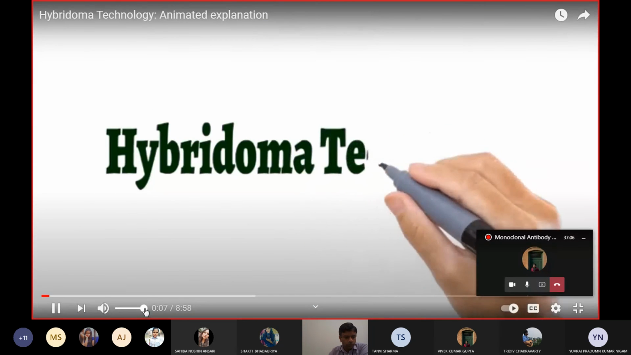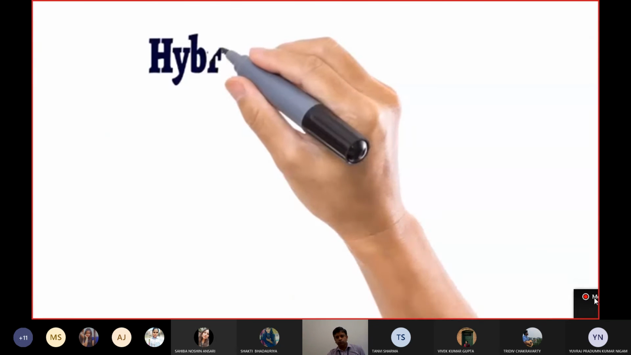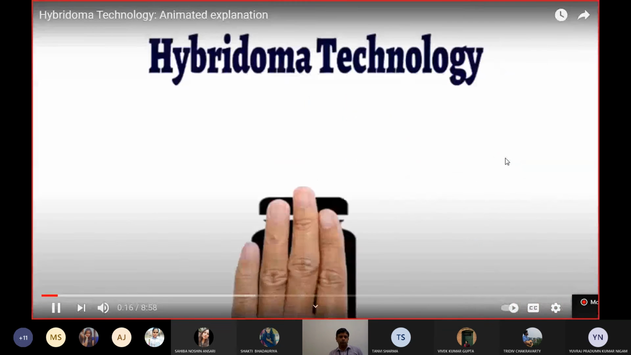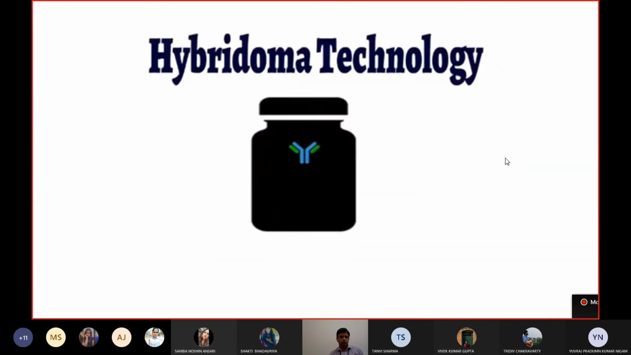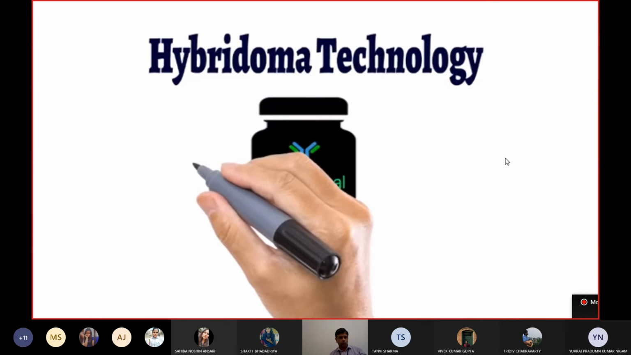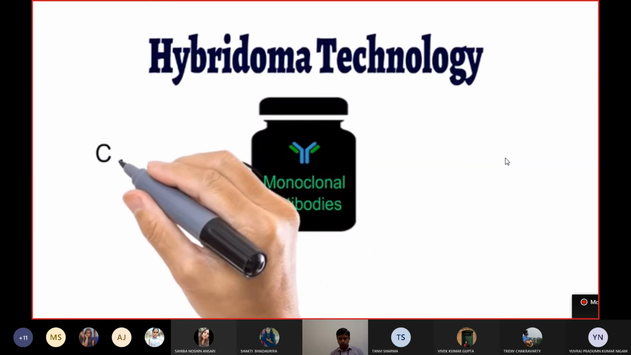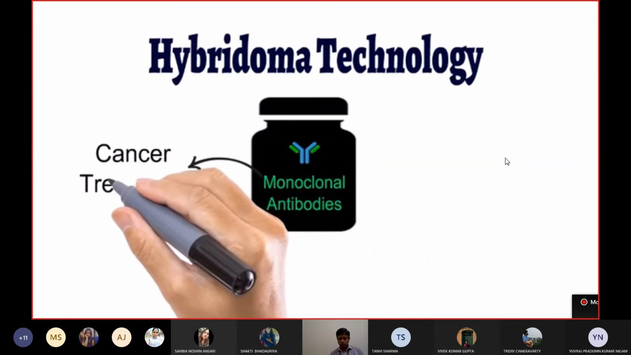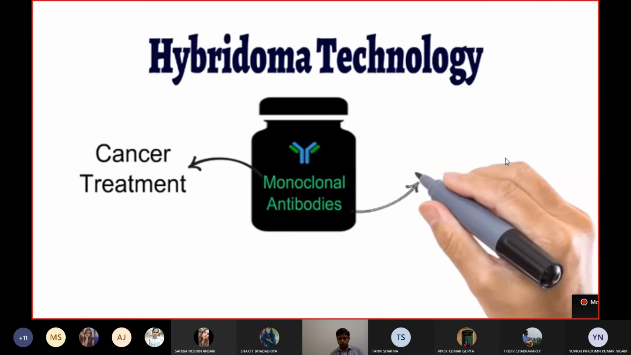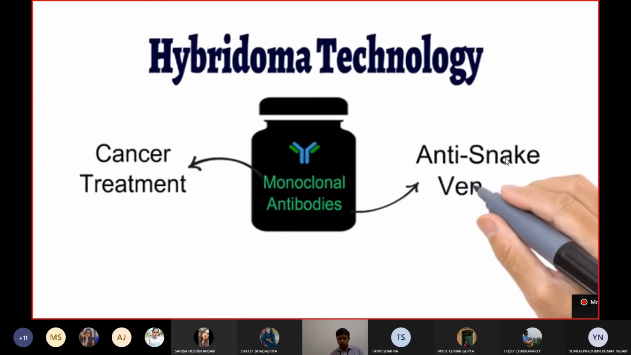About the hybridoma technology. So this hybridoma technology is used for the production of large number of monoclonal antibodies against a particular antigen. And these monoclonal antibodies are used for the different purposes. For example, in the treatment of cancer, and also as anti-venom, for example, anti-snake venom, anti-bee venom, anti-spider venom.